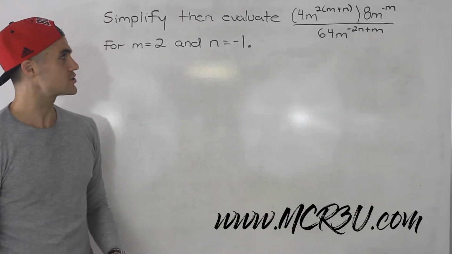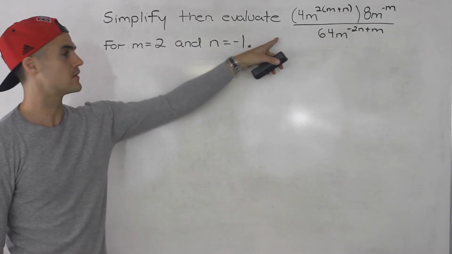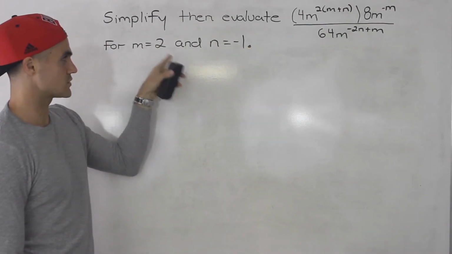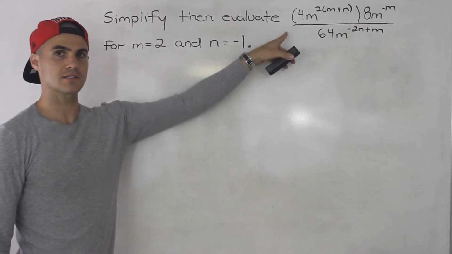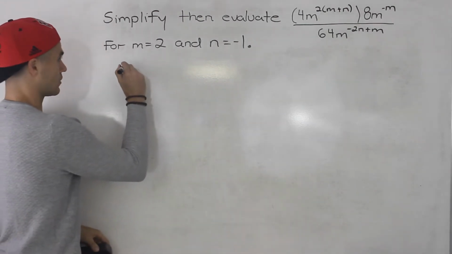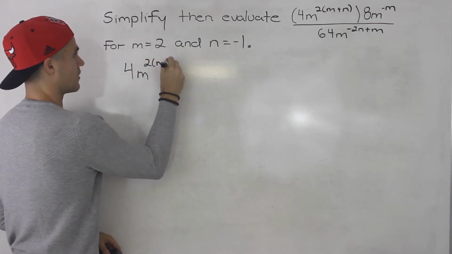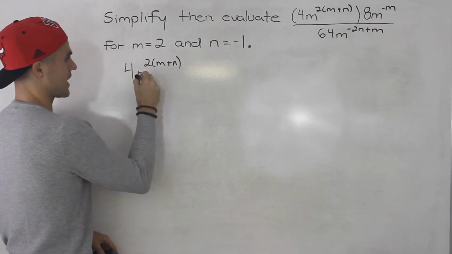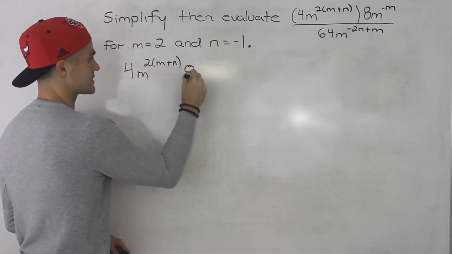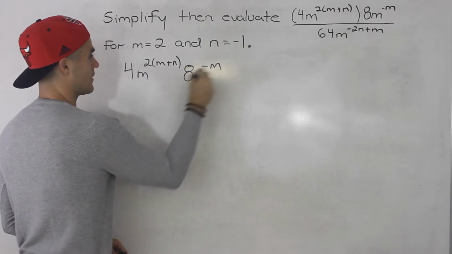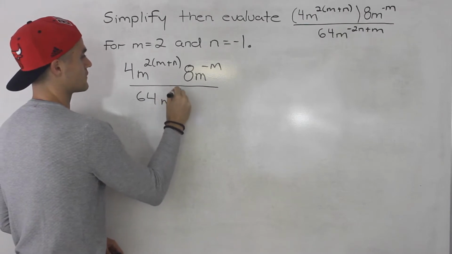Moving on to the next question on the test, we have to simplify, then evaluate this expression for when m is equal to 2 and n is equal to -1. So I'm going to take this expression here and rewrite it closer. So we got 4 times m to the power of 2(m plus n), and then we got 8 m to the power of -m. This is all over 64 m to the power of -2n plus m.